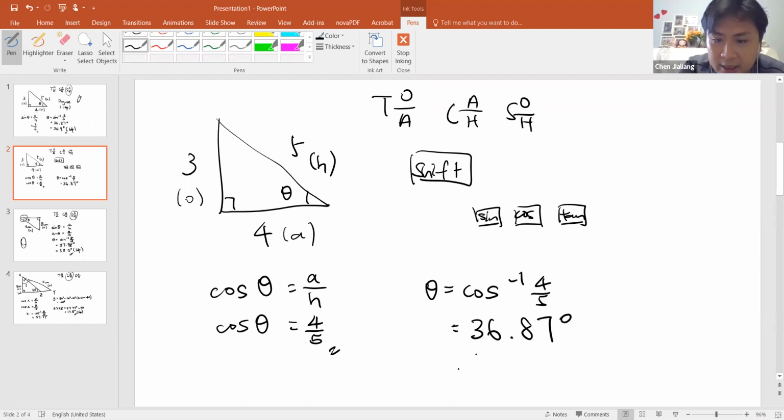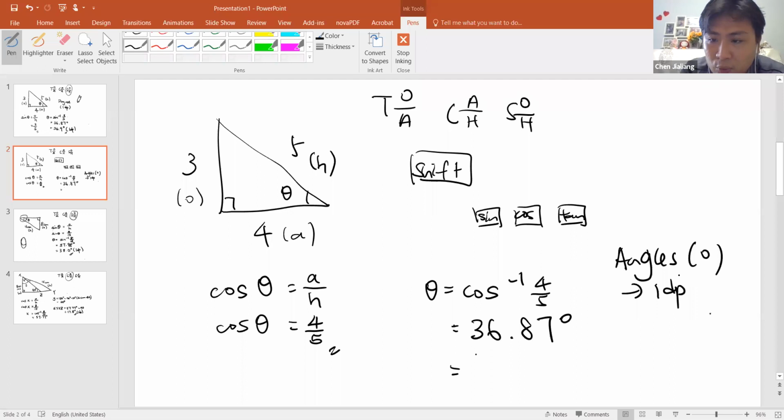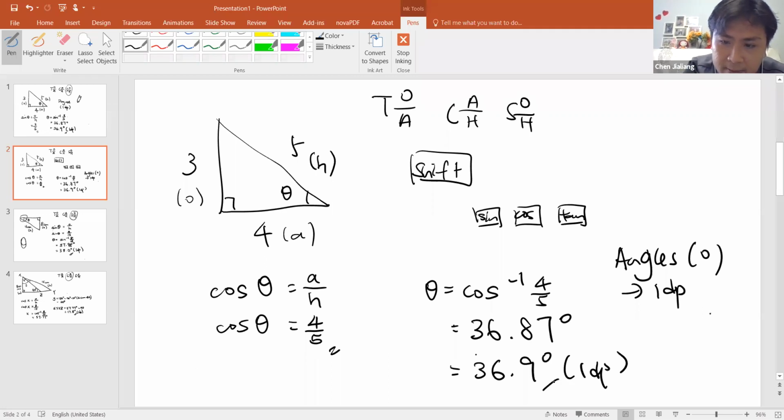36.87. Now angles in degrees, we round off to one decimal place. So the answer for this question will be 36.9 degrees. So this will be how you get the answer. Can you understand already? Yeah. Then you do the same for sine theta and tangent theta. Then you can answer activity 1 already. Okay. Any other questions? No.